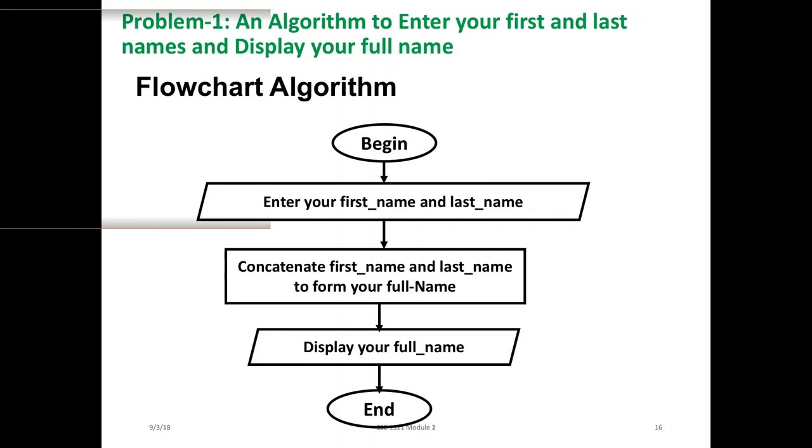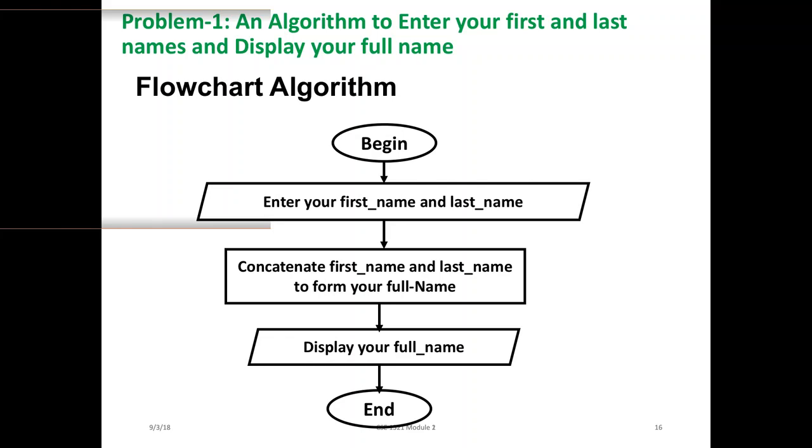Arrows are used for showing direction. After begin, you need to come in this direction and enter your first name and last name. Then you see a rectangle, the middle one. A rectangle is used to do some operation. What is the operation over here? It says concatenate. Concatenate means combine. Concatenate first name and last name to form your full name.